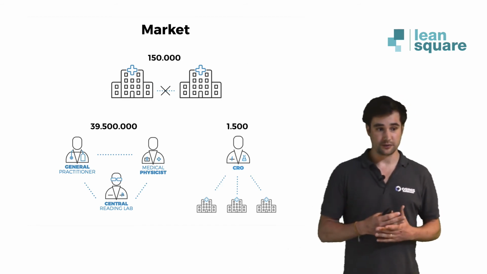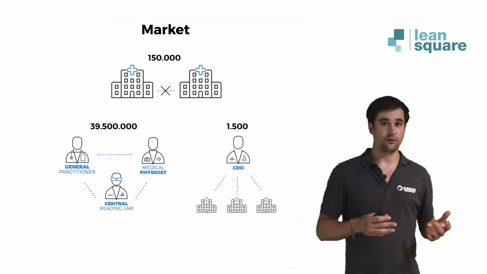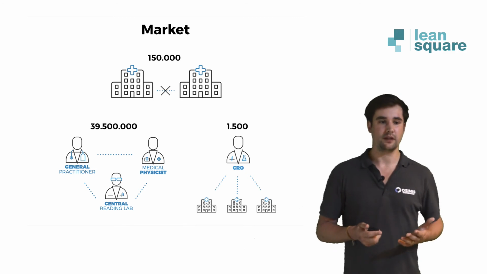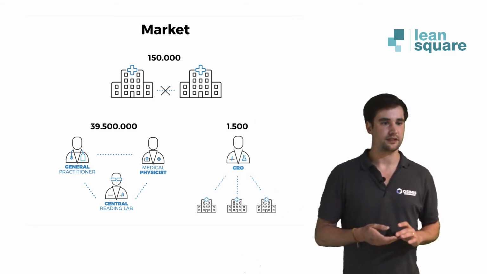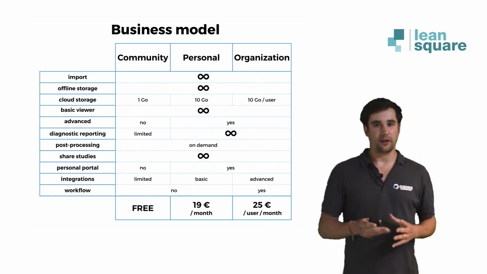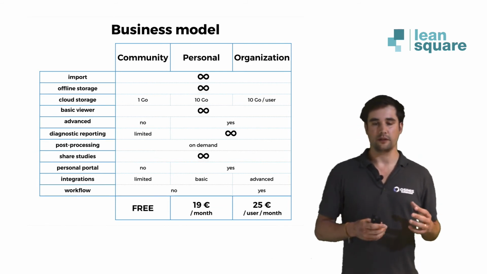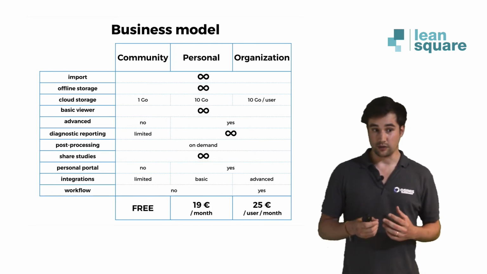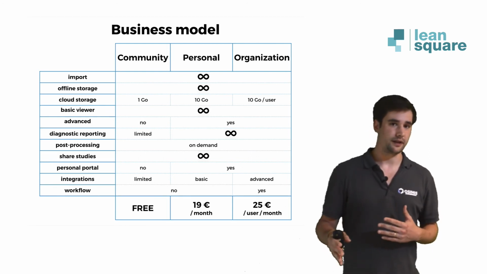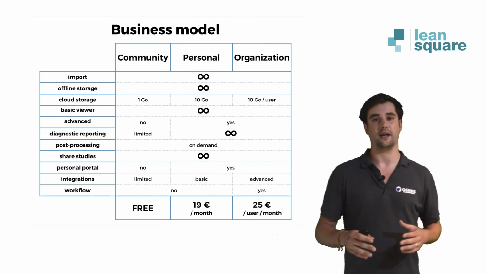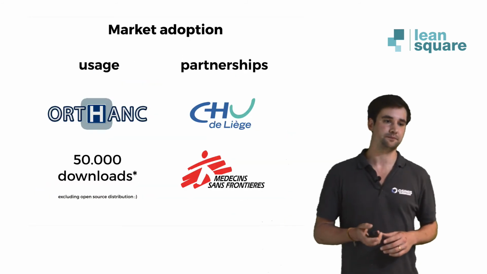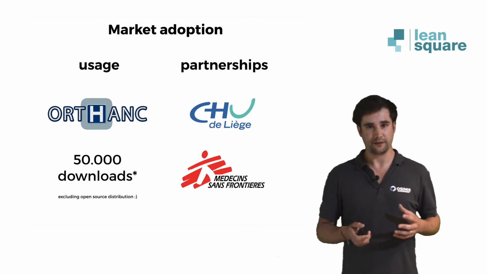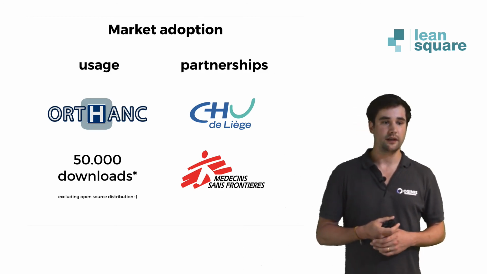The market we're targeting is rather big. First of all, there are the hospitals and clinics, but then there are also 40 million medical specialists and 1.5 thousand clinical research organizations. The business model that we have is a freemium model, so you can store medical images in the cloud for free and have access to a limited set of features. And if you start paying, well, then you have access to the full set of features and, of course, more storage online.